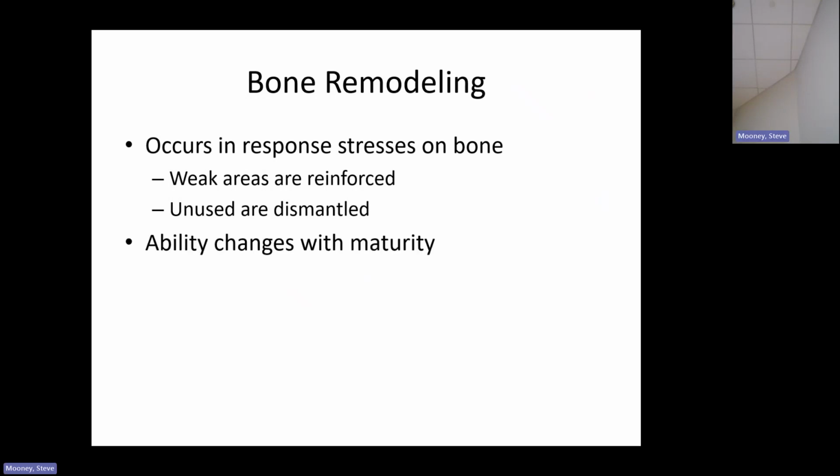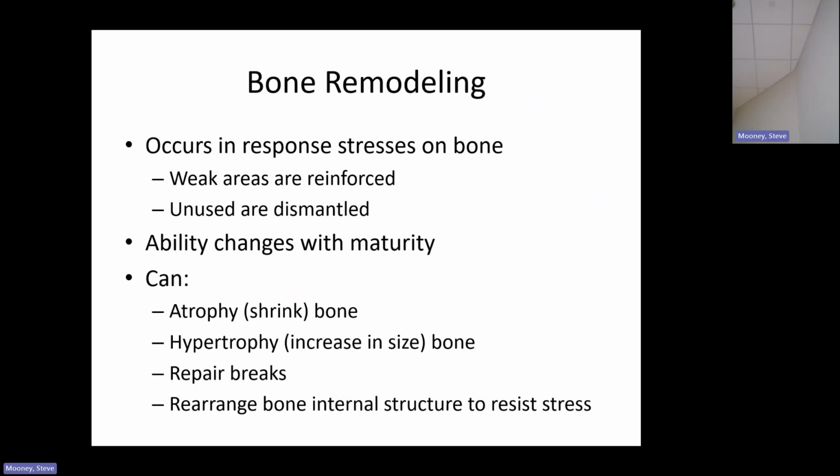So the ability to do these changes varies with maturity. I don't have the ability to remodel like you guys do. My bones are kind of set. They're kind of the way they're going to be. As we go to maturity, this remodeling can slow down. So remodeling can shrink bone, get rid of it. It can make it bigger, hypertrophy, increase in size, repair breaks, and rearrange the internal structure of the spongy bone to resist stress.